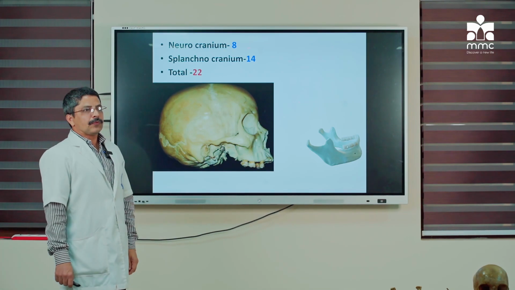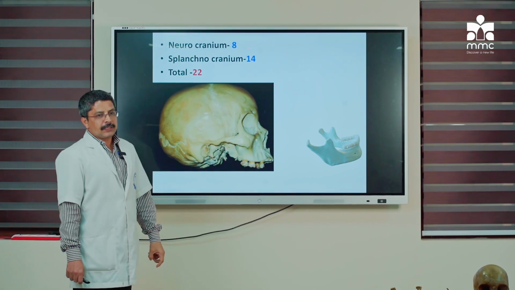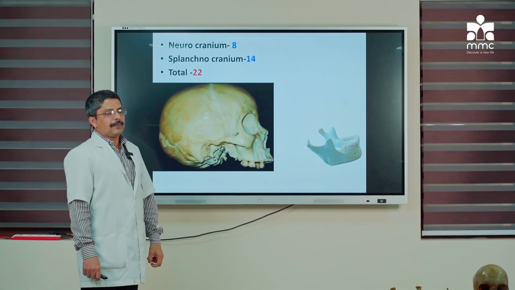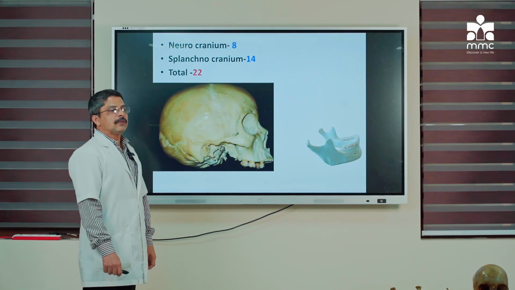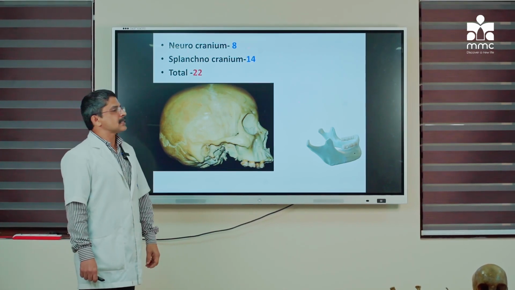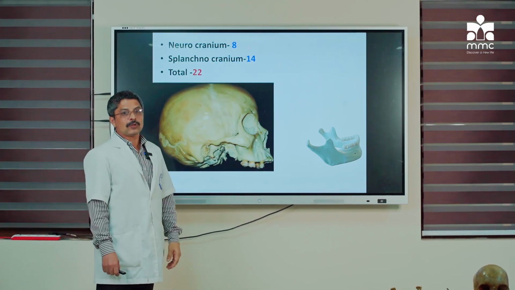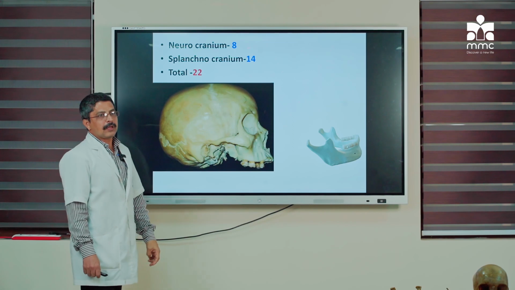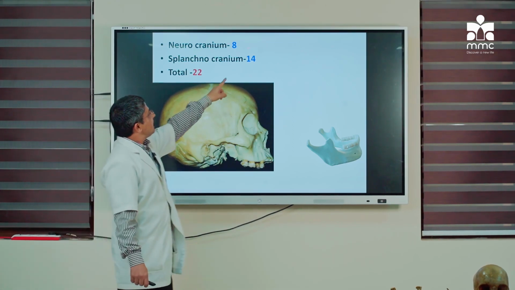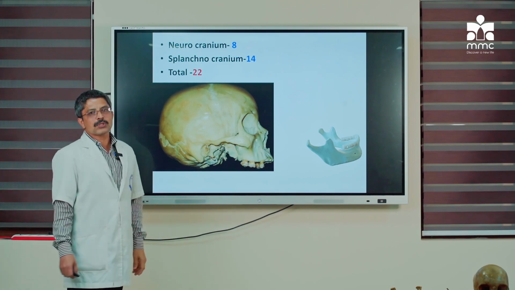Another set of bones protect the contents present in the orbit, including the eyeball, and protect the nose, the oral cavity and its contents. Those bones are called the splanchnocranium, and they are 14 in number. So in total, it makes 22 bones in the skull.